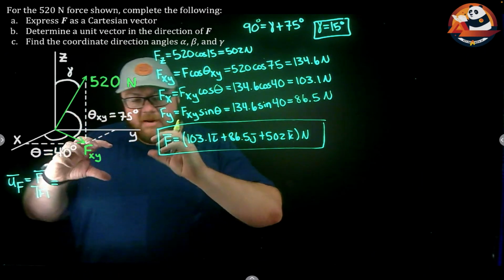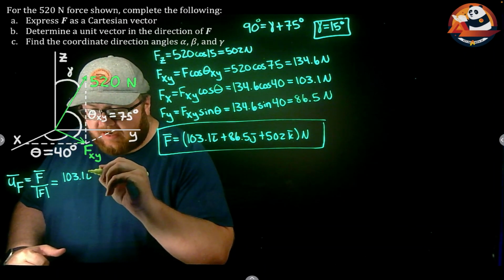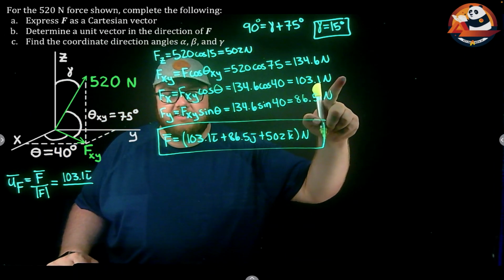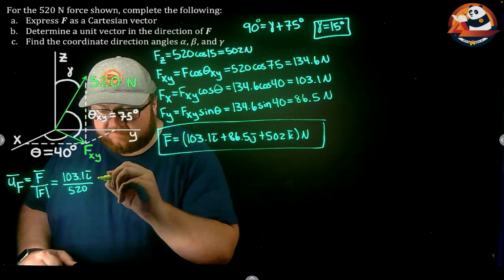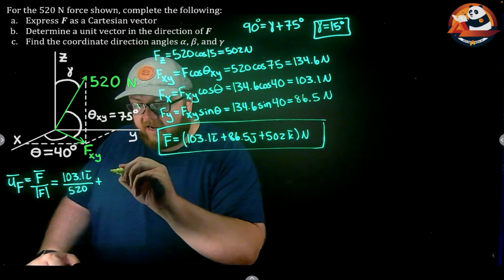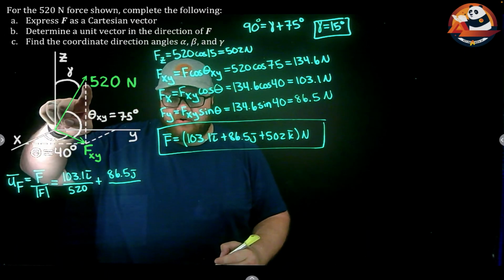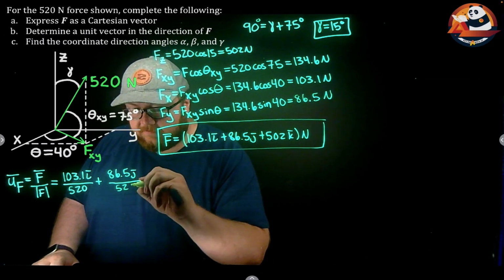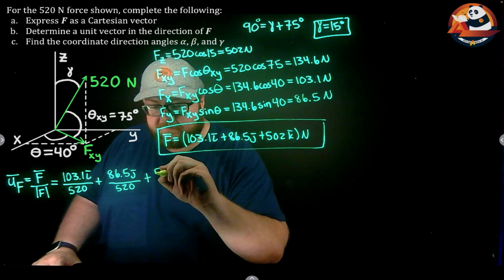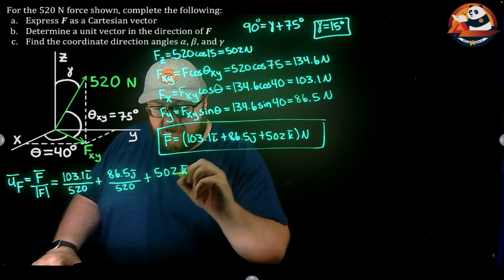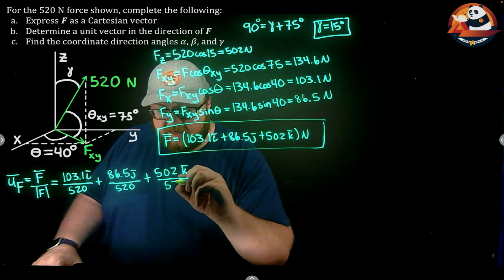Really, I can lay this out. We'll split it up into I, J, K pieces as we go. 103.1 I, that's my Fx, divided by my total force, 520. Plus, we'll get our y component, 86.5 J divided by my total force, 520 still. And then finally, let's do that for our K piece as well. Plus 502 K divided by my total force, still 520.